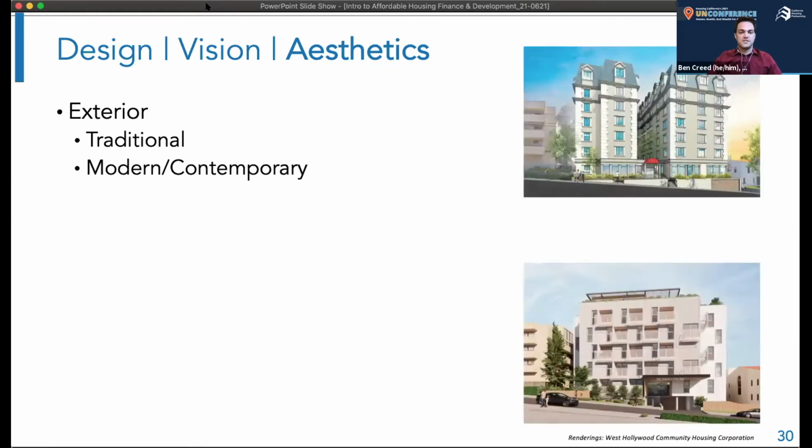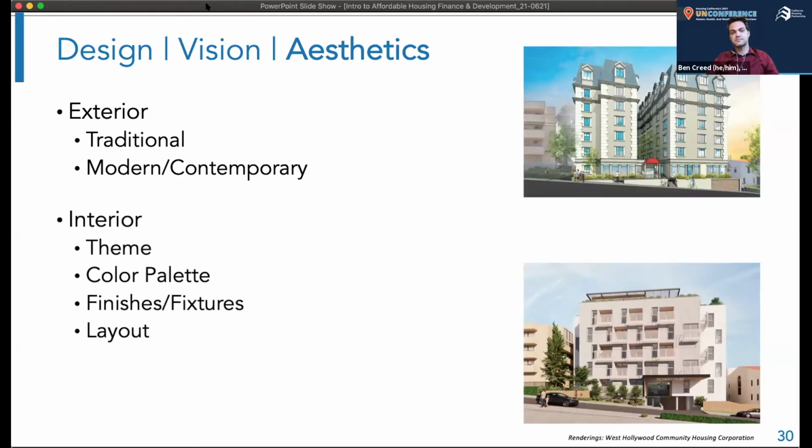Quite often for the same property, as you can see here from our friends at West Hollywood Community Housing Corporation, you may very well at the beginning of the project solicit proposals from multiple architects for the same site in all different styles. And so here you can actually see, if you look at the buildings on the side, that this is the exact same site and two different proposals from two different architects for two different architectural styles of what they might put on that site. One more traditional in this case, and one more contemporary.